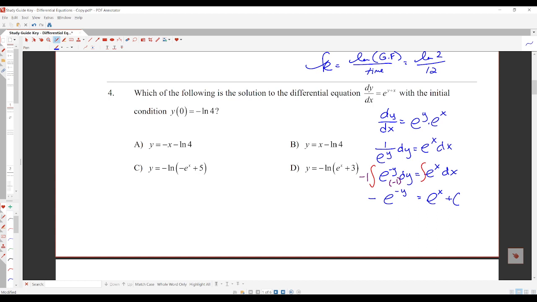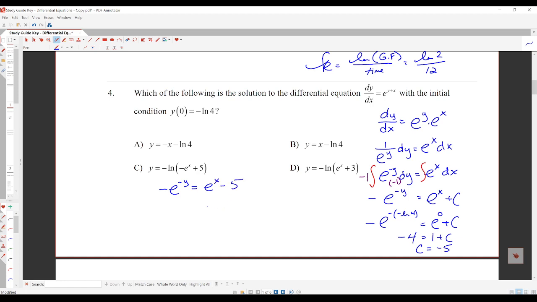So let's go ahead and put in 0 for x and the negative ln of 4 for y. On the right side, e to the 0 is 1, plus c. On the left side, the opposite of negative ln of 4 would be positive ln of 4. e to the ln of 4 is just 4, so we get -4. Taking away 1 gives me a constant of -5. So I'm going to come over here. That leaves me with negative e to the negative y equals e to the x minus 5.